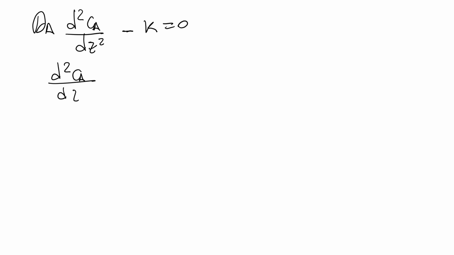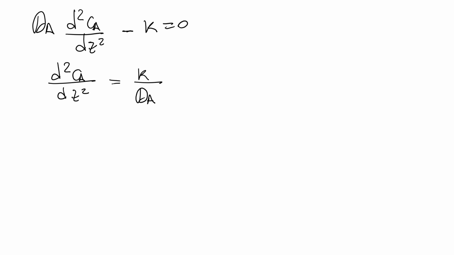When we do that and we account for sign, we have DA, second derivative of CA with respect to Z, minus K equals 0. So we can rewrite this as the second derivative of CA with respect to Z squared equals K divided by DA.